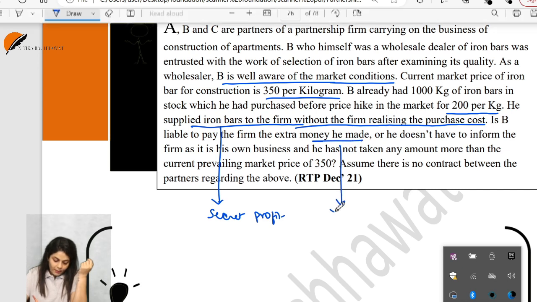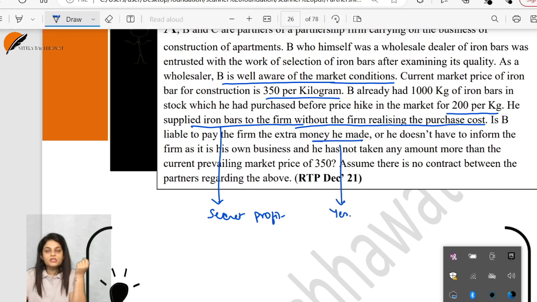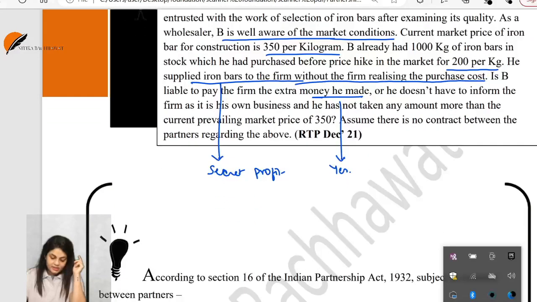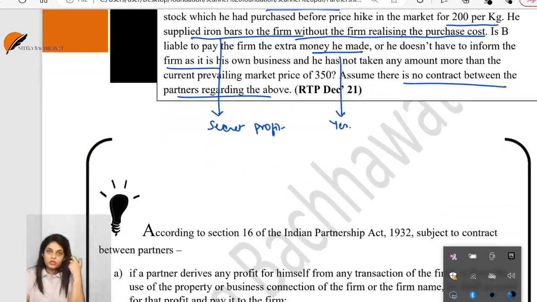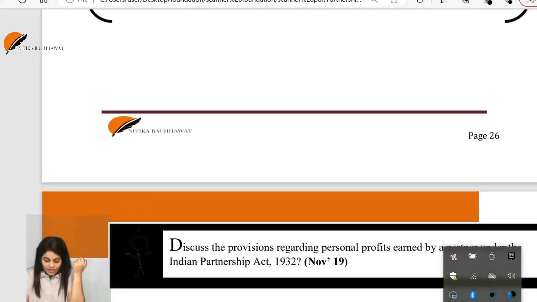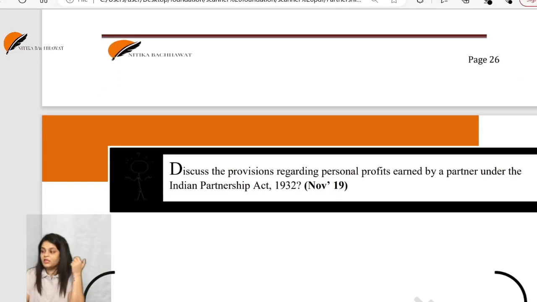Yes. If a partner earns any profits from any transaction of the firm or by using the name or assets of the firm, he has to give the share of the profit to the other partners, right? Or he doesn't have to inform the firm. It is his duty to inform the firm. Assume there is no contract. So, even if there is no contract, it is his statutory duty that he has to inform the other partners. And if he does not inform, makes a secret profit, he has to give a share of the profit to the other partners.